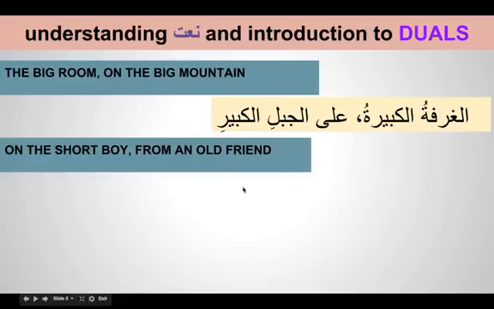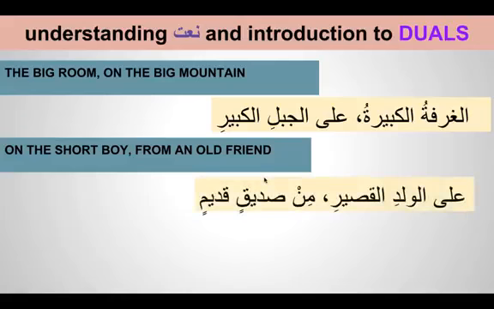On the short boy from an old friend. So you say ala al waladil qasiri. The boy is walad and qasir is small, so it has to match. Min, and from an old friend, so it's indefinite. So it's a friend first. So we have min harf jar, sadiqin ism majroor, and qadimin is naat. Min sadiqin qadimin, from an old friend.